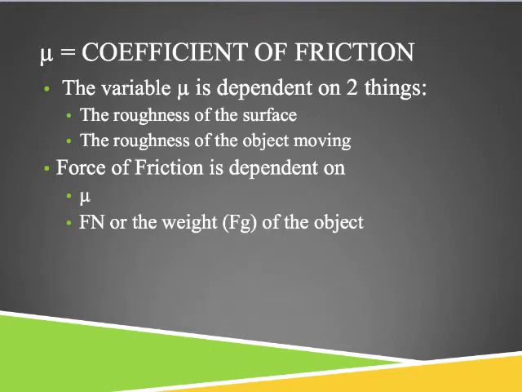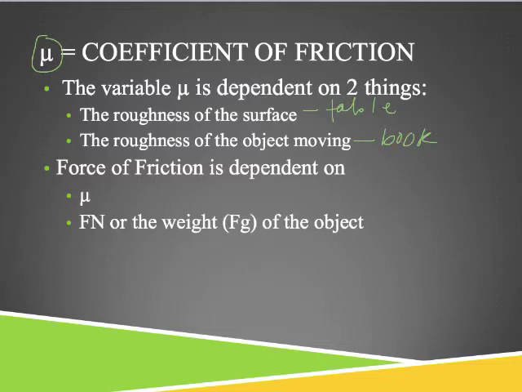So, that funky letter, the coefficient, it's called mu. It's the Greek letter for m, and that is known as the coefficient of friction. All right? Mu is dependent on two things. The roughness of the surface, so like if you have a book sliding on a table, that would be the table. All right? And then the roughness of the object moving, that's the book. So mu is determined by those microscopic irregularities between the two things sliding on each other.